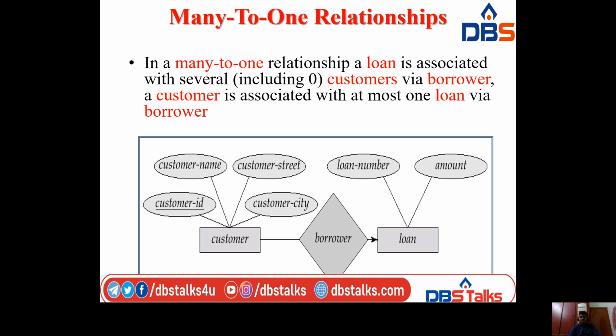Now coming to the many-to-one relationship. It is quite the reverse of the previous one. In many-to-one relationship, a loan is associated with several customers via borrower. A customer is associated with at most one loan via the borrower. Here the arrow mark is provided to the loan side.